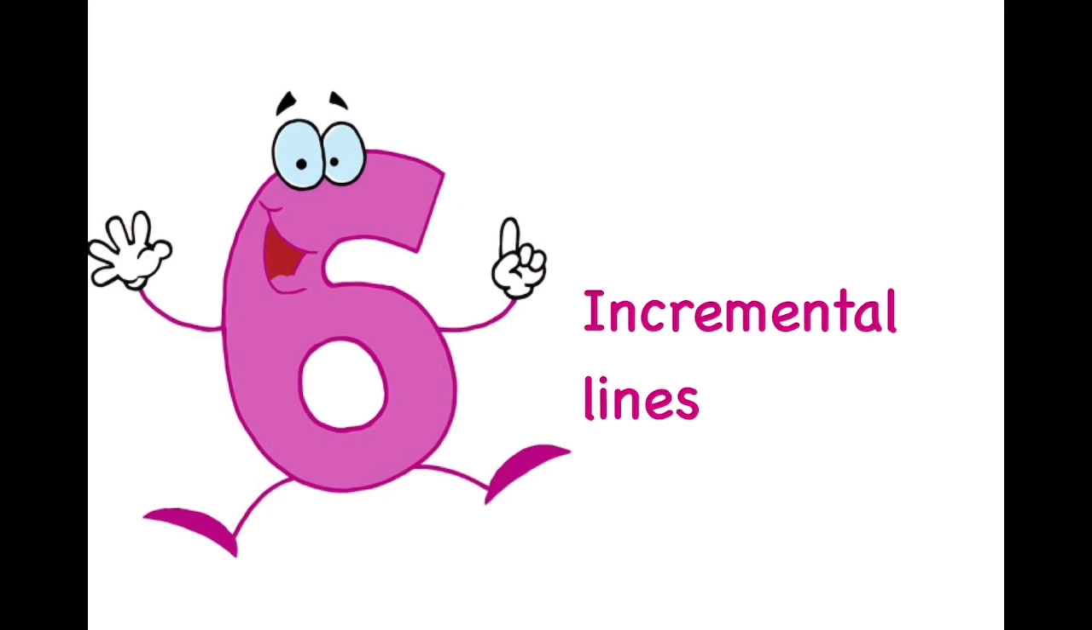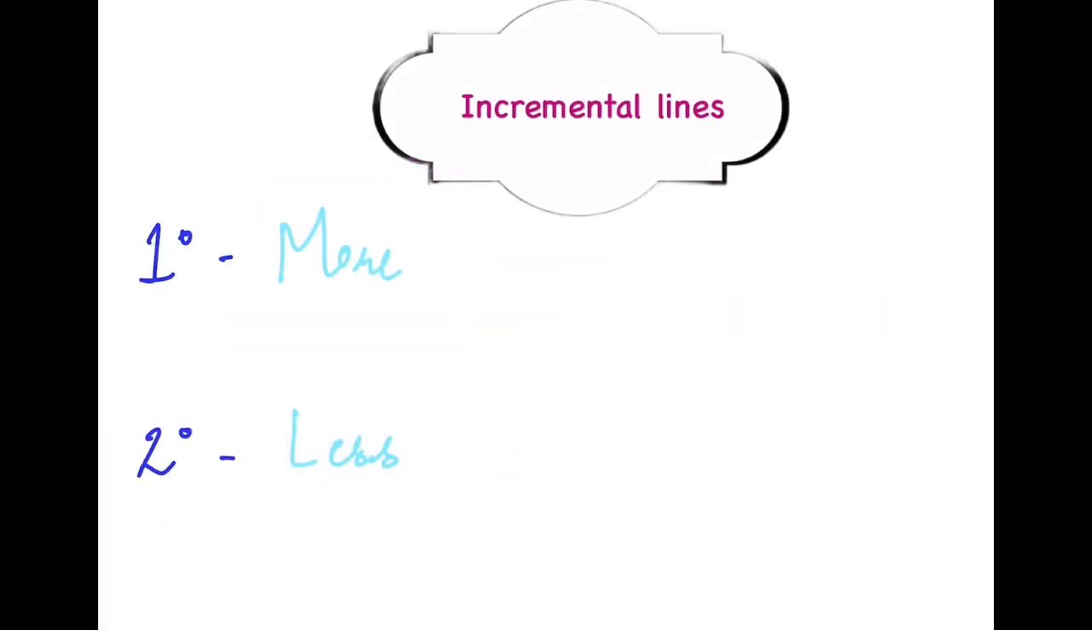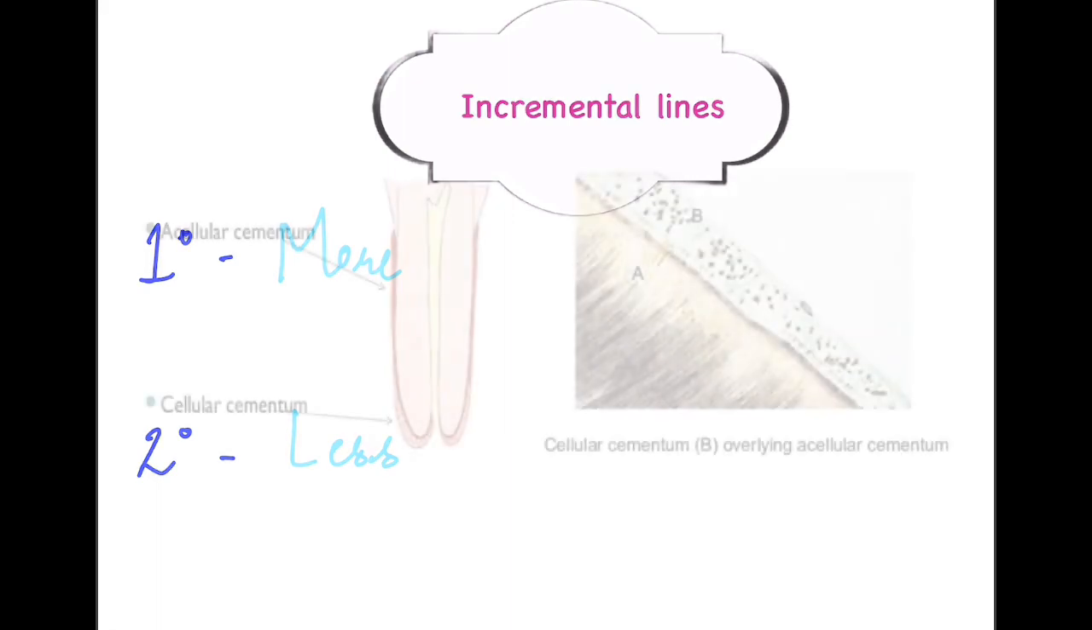The sixth difference is regarding the incremental lines. Now, cementum has incremental lines which are known as incremental lines of Salter. So in case of primary cementum, incremental lines are more, whereas in case of secondary cementum, the incremental lines are lesser in number. The reason being that in primary cementum, the cementum is being formed at a much slower rate, right? So therefore, there are more periods of rest, whereas in case of secondary cementum, it is formed at a much faster rate. So the periods of rest, which are denoted by incremental lines of Salter, are very few. So this is how you can correlate between them.